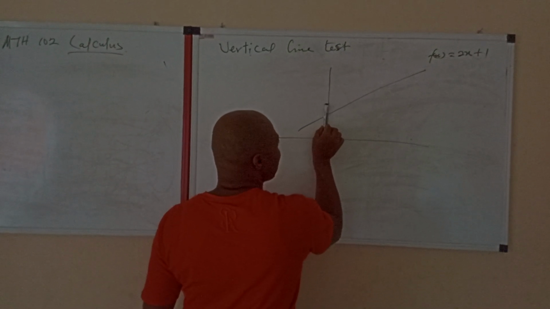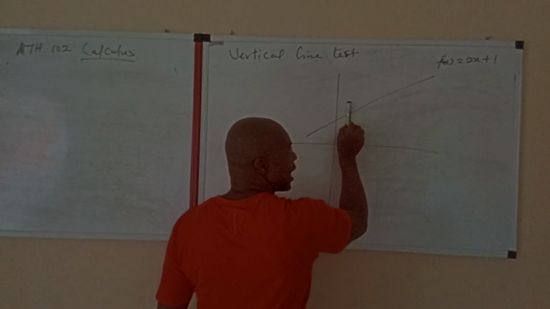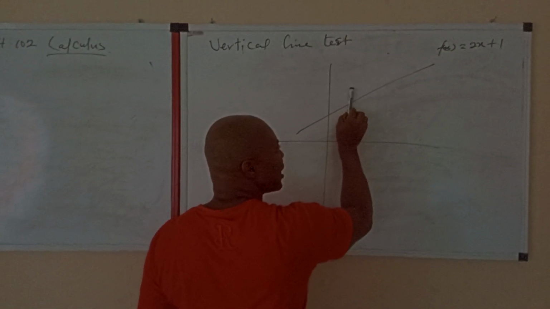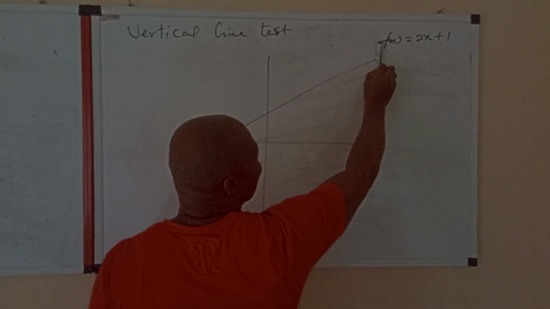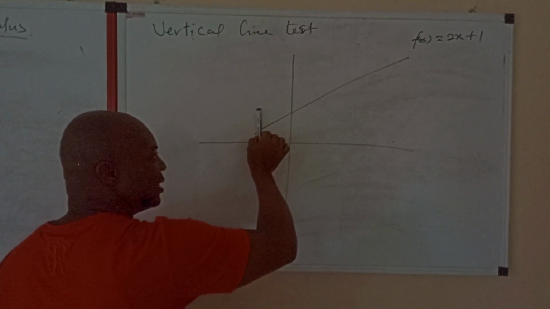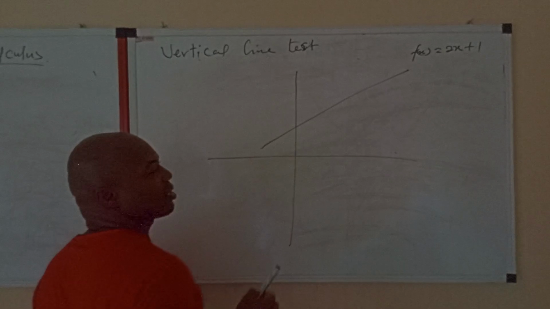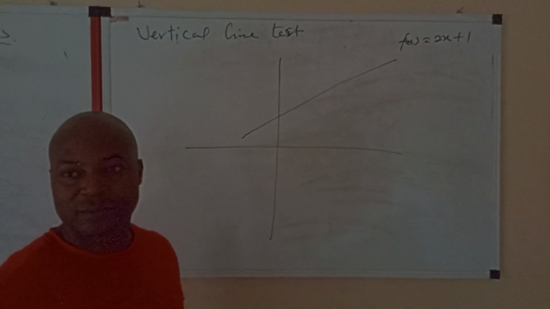Now, when it moves, make sure that at every given time, anywhere the line has reached, it touches the graph in just one place. When it happens like this, anywhere the stick reaches, it touches this line in one place. When it is like that, that thing is a function.